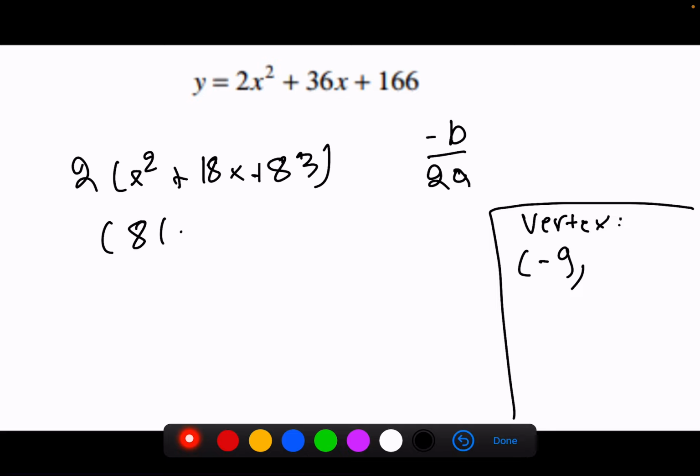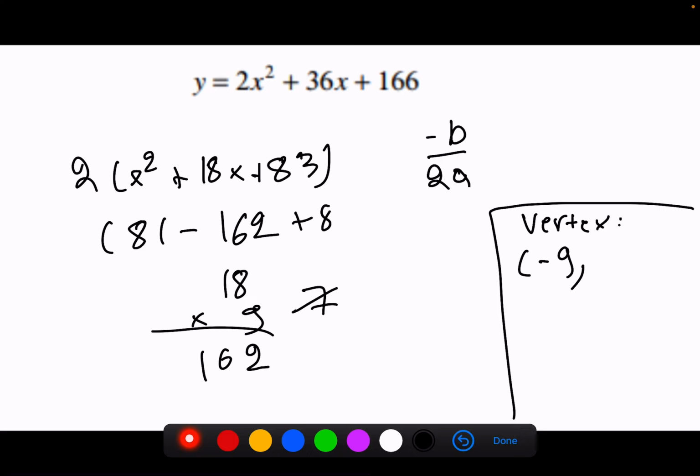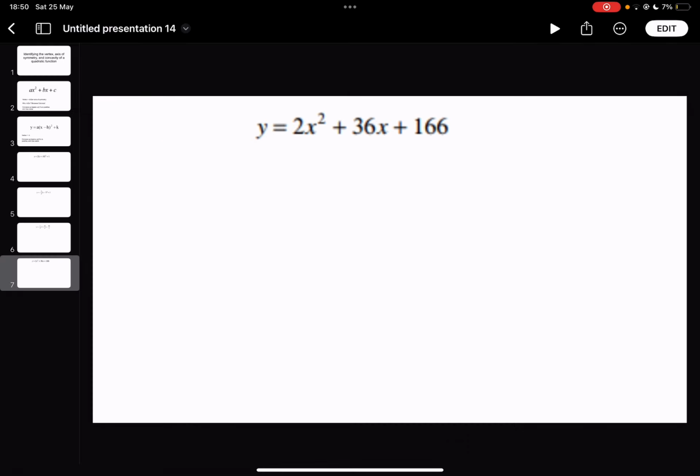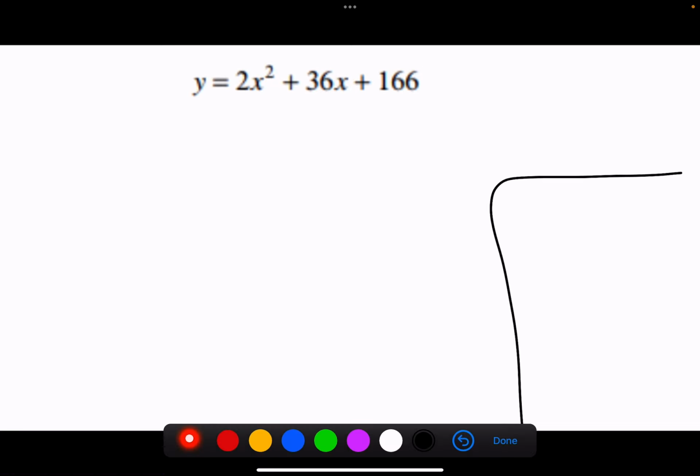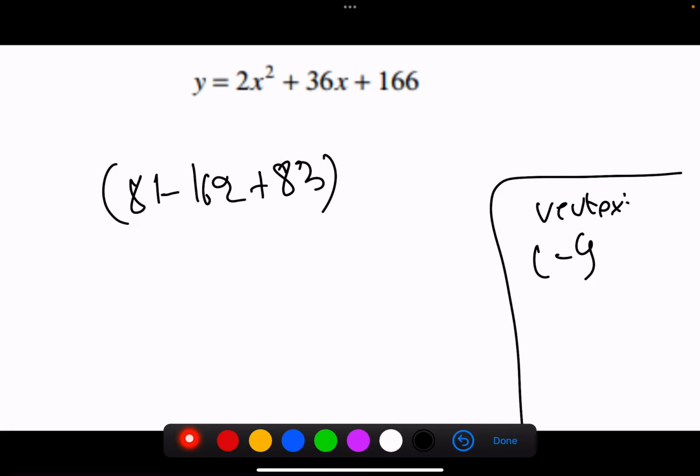So I have 81 minus, let's see, what's 18 times 9. So minus 162 plus 83. So let's go ahead and do that. So 81 minus 162 plus 83. That's going to end up being, let's see. Oh, I lost my work again. Vertex, negative 9. What did I have here? I had 81 minus 162, if I recall correctly, plus 83.